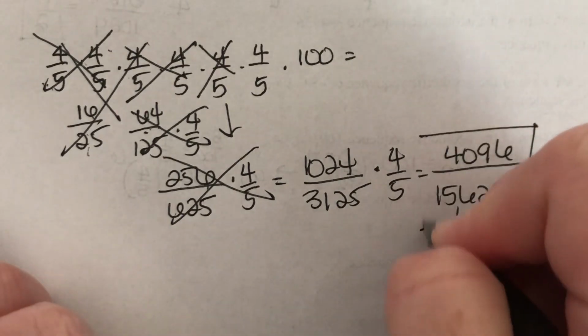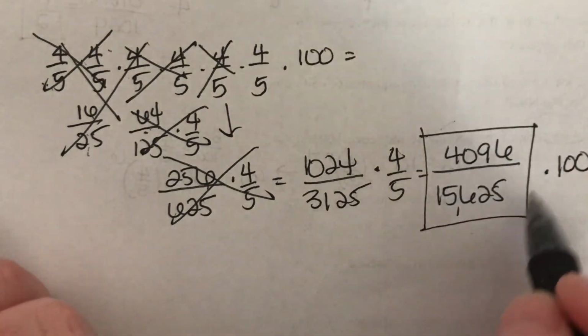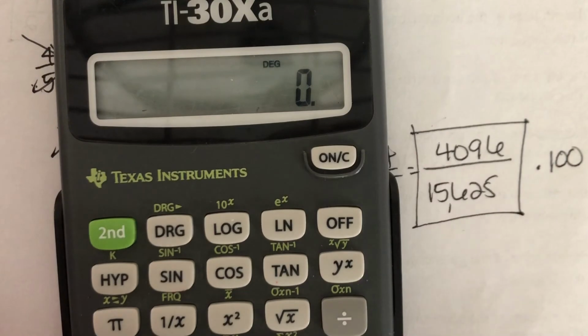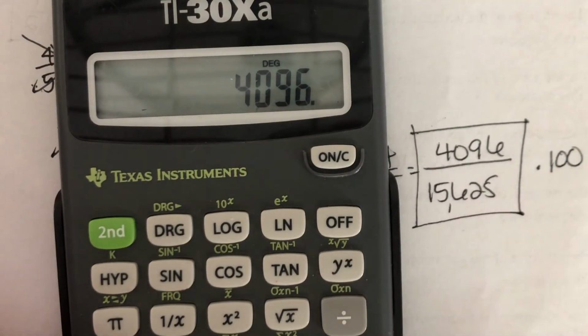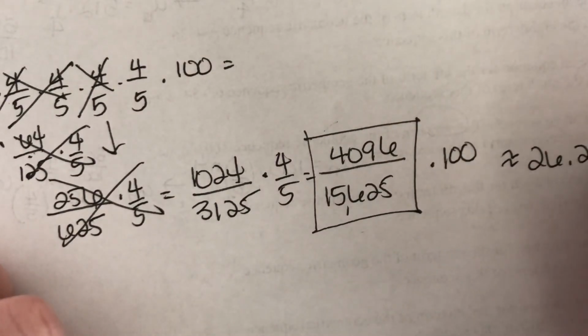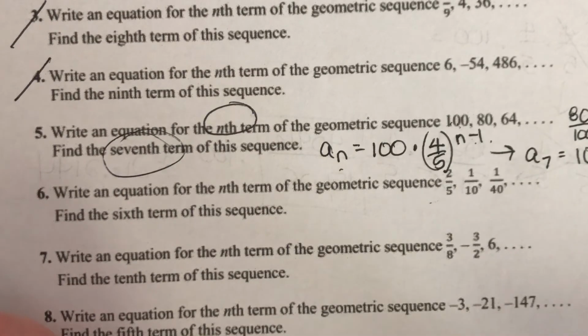So this is the ratio I get before I multiply times 100. So I want to go ahead and change that to a decimal. So I'm going to divide it. 4096 divided by 15,625, that times 100 is 26.2144. And does it tell me what to round to? Nope, just says find the 7th term.